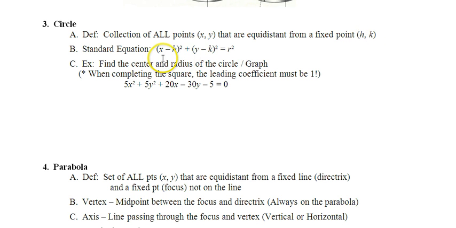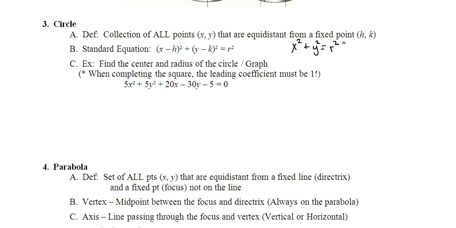Here's our standard equation: x minus h, that quantity squared, plus y minus k, quantity squared equals r squared. If this happens to be centered, the center of your circle is at the origin, then we know that our equation is just x squared plus y squared equals r squared. Typically, though, we're going to make it a little more difficult and not have things always centered at the origin.